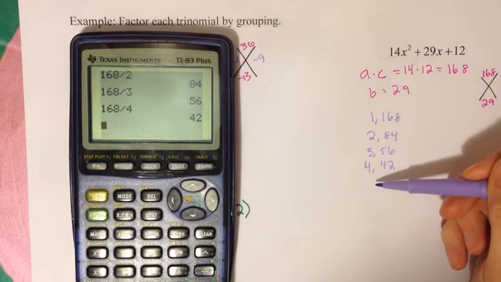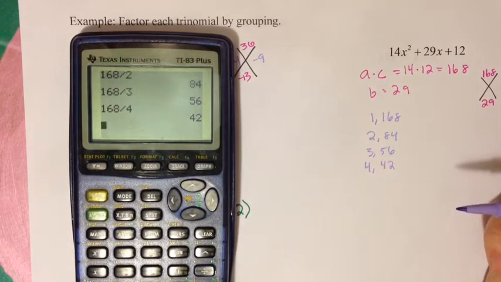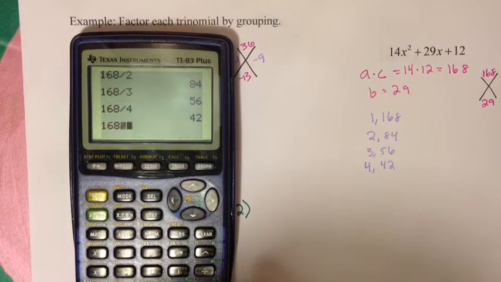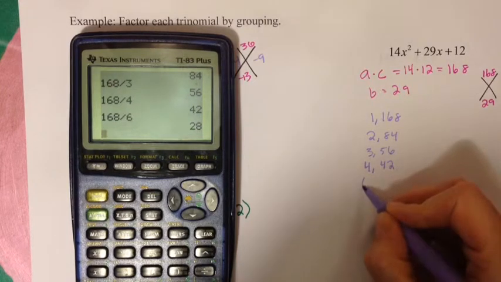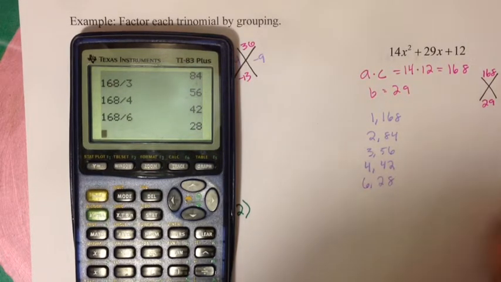Next I might go up to 5, except that I know by looking at it that 168 is not divisible by 5, so maybe I'll try 6. 168 divided by 6 is 28, so now I've got a 6 and a 28. Then we'll try 7. 168 divided by 7 is 24.